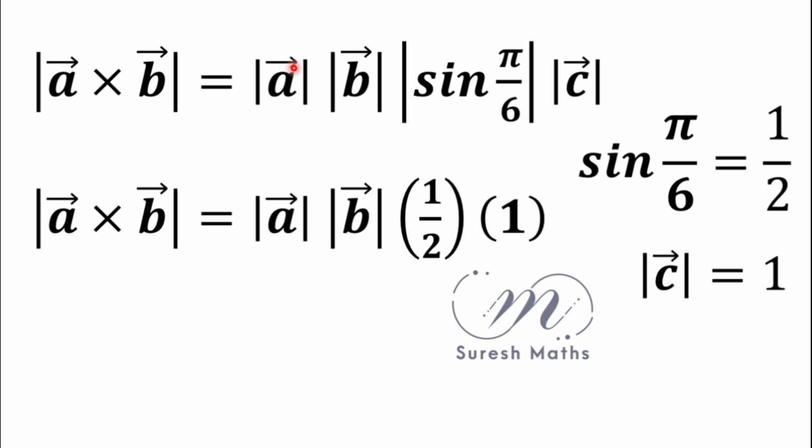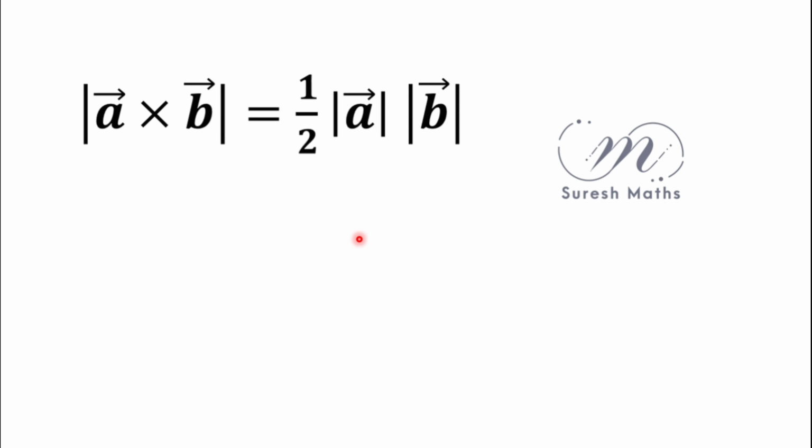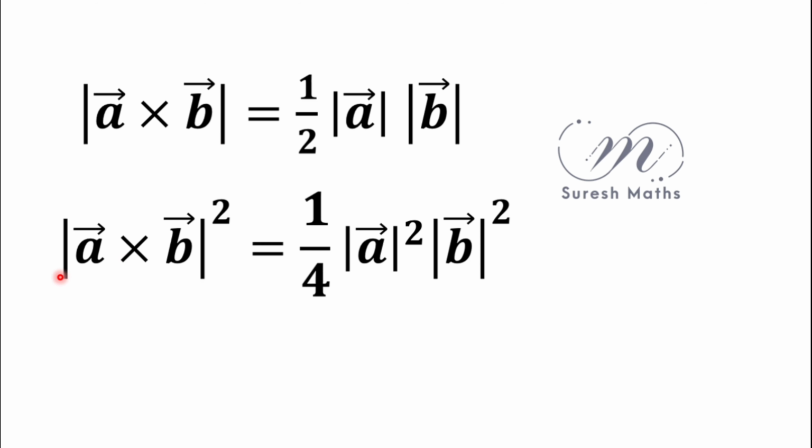Substituting all these things, modulus of A cross B is mod A vector, mod B vector, times 1 by 2, and mod C vector is 1. So modulus of A cross B is 1 by 2 times mod A and mod B. Next, we square on both sides. What will be the answer? Modulus of A cross B whole square is 1 by 4 mod A square into mod B square. That's all.